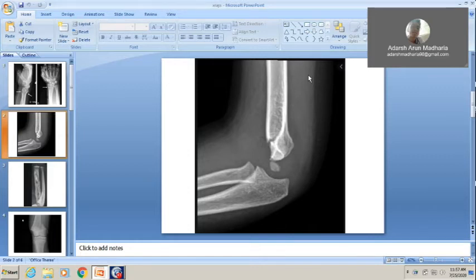In type 1 there is an undisplaced fracture. There won't be any displacement, but here you can see a slight amount of displacement in the anterior cortex, and the posterior cortex is intact. There is no breach in the cortex, so you can say that this is type 2 Gartland classification.